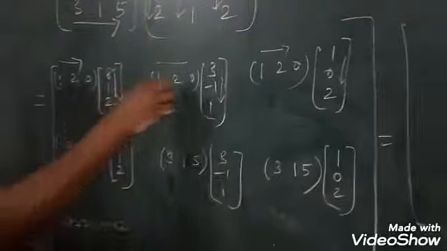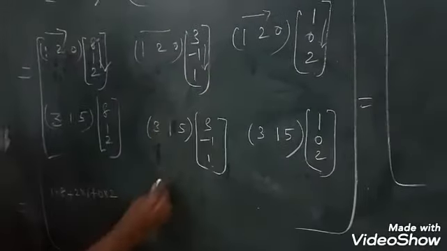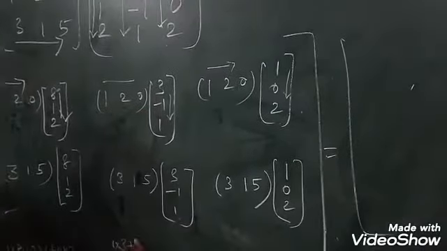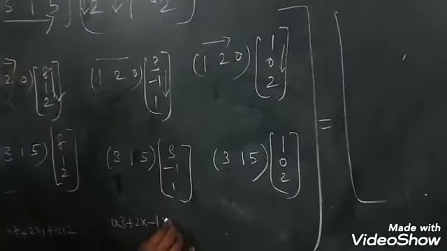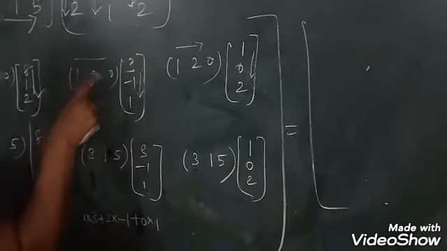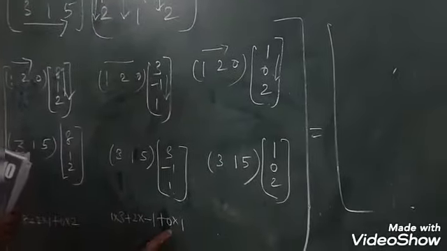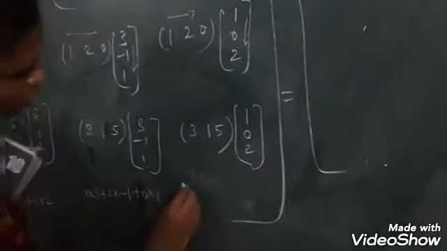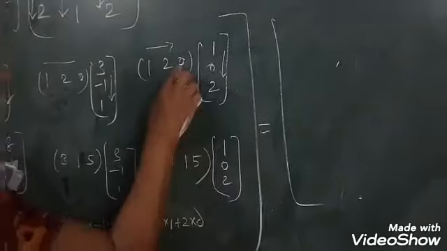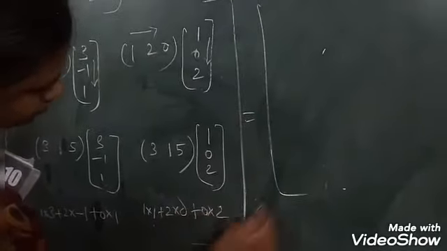Okay girls, then the same way, first row second column: 1 into 3, then plus 2 into minus 1, then plus 0 into 1. Have you all understood? Before that, what sign? That sign you want to put. Okay, then 1 into 1, then 2 into 0, plus 0 into 2. See girls, so I simplify again.